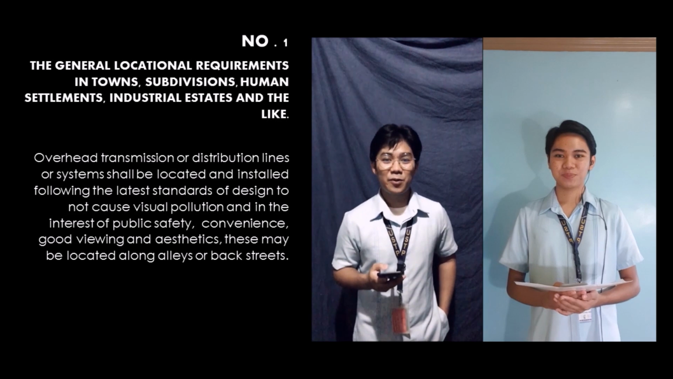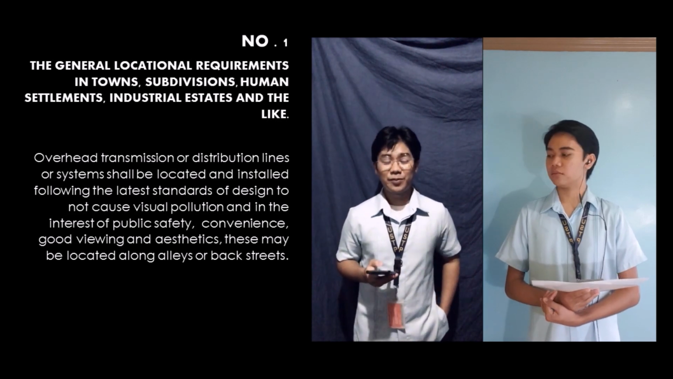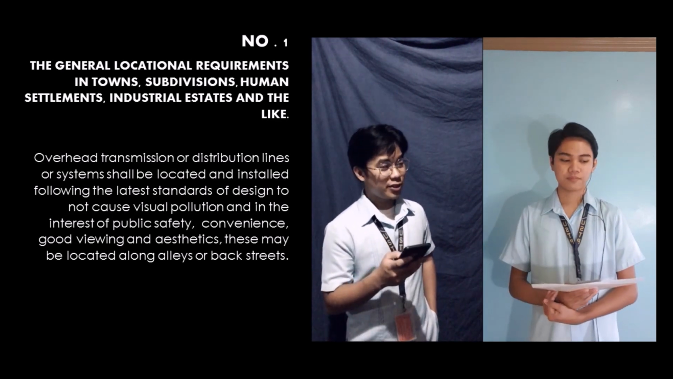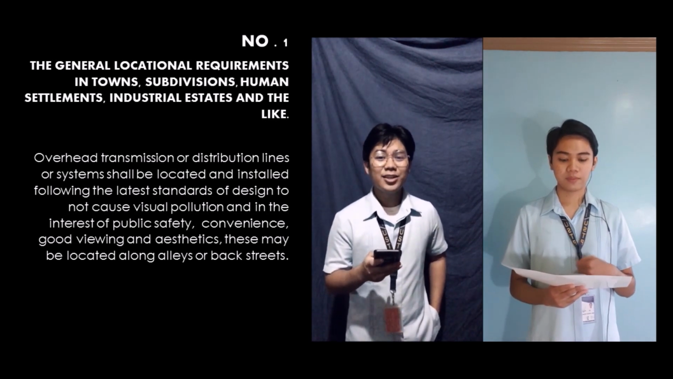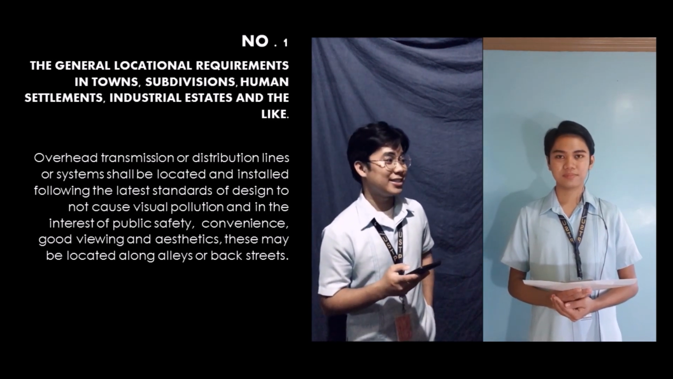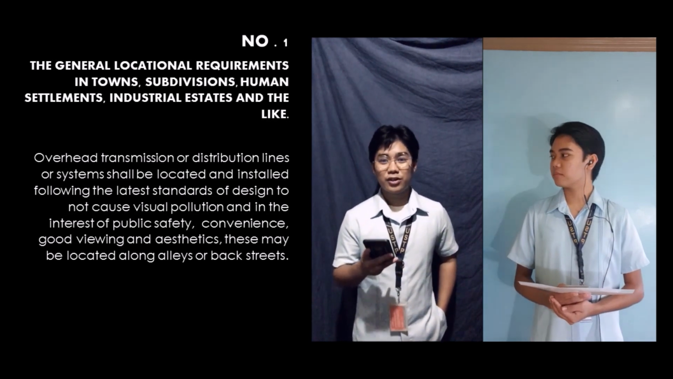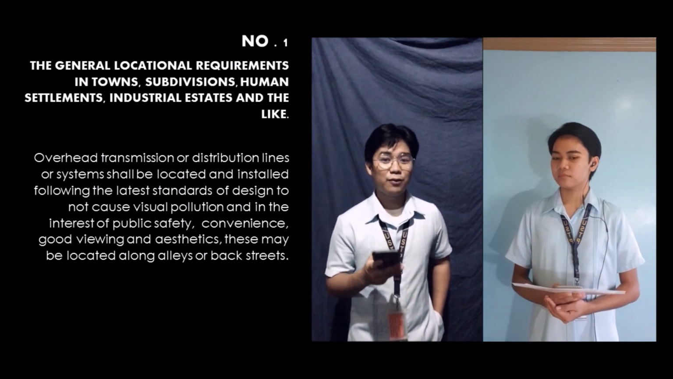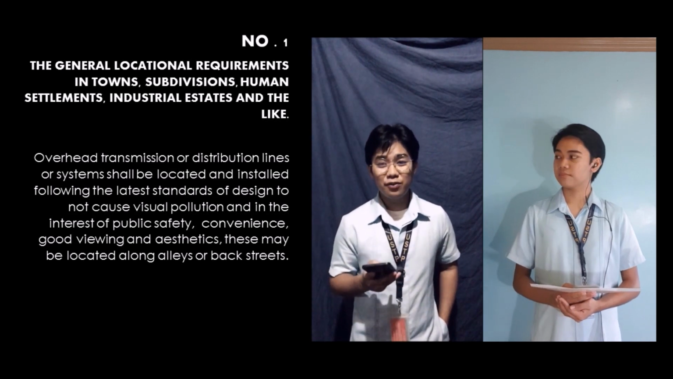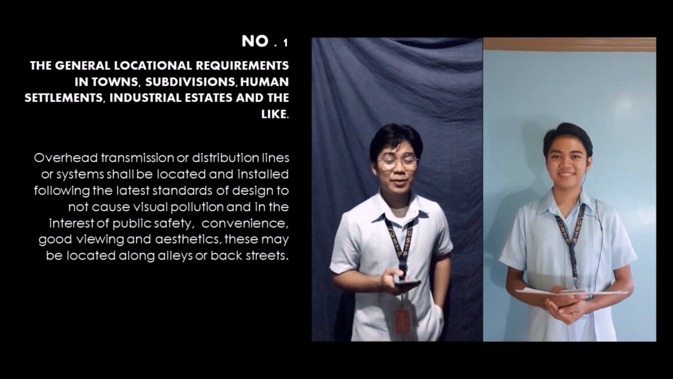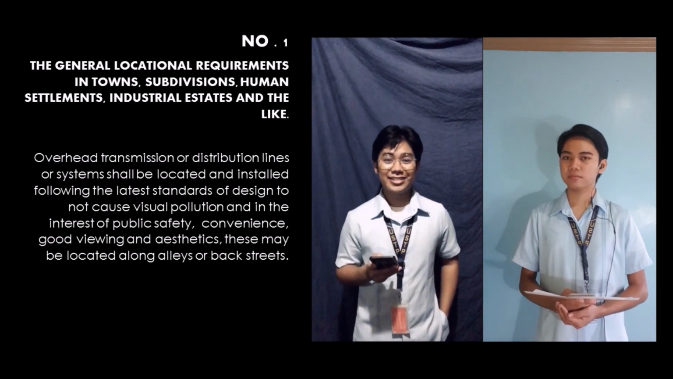So, in this chapter, we are going to tackle the electrical regulations under the National Building Code. Right, Earl? Yes, that's right, Kim. So, listen carefully. Let's start. Number 1, the general locational requirements. According to the National Building Code, all overhead transmission or distribution lines or systems shall be located and installed following the latest standards of design to not cause visual pollution and in the interest of public safety, convenience, good viewing, and aesthetics. These may be located along alleys or back streets.